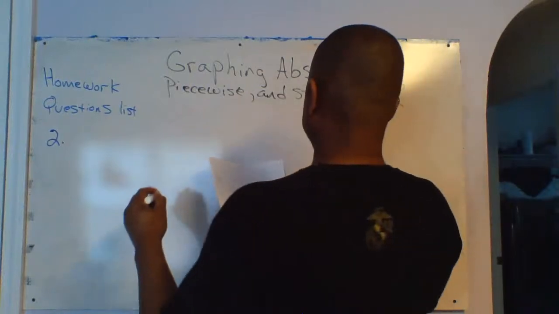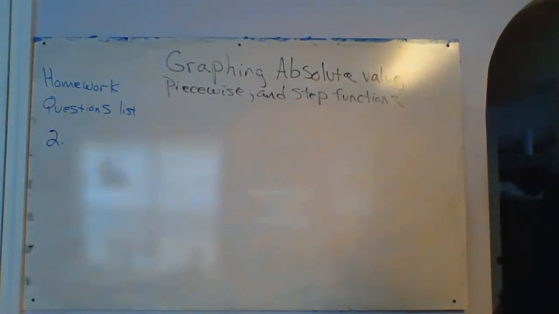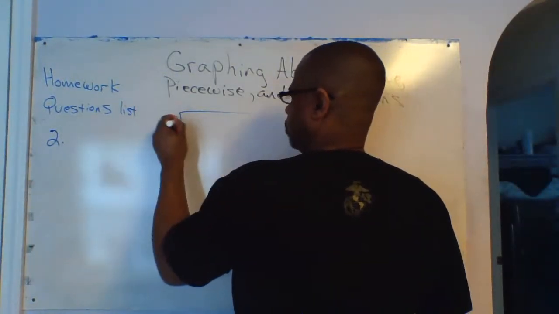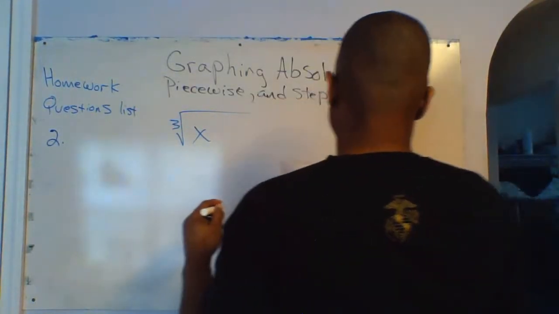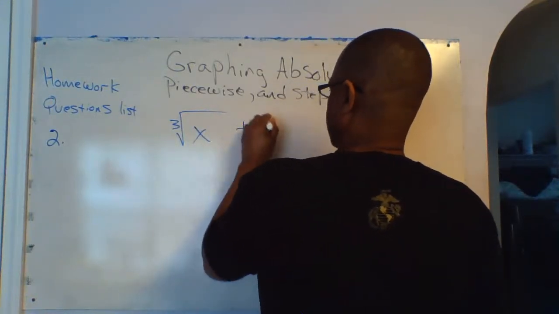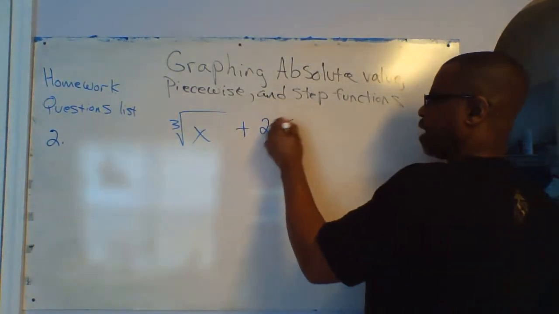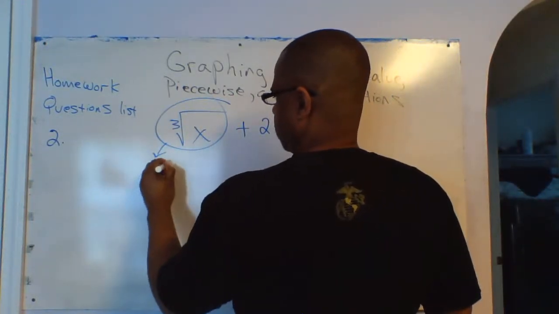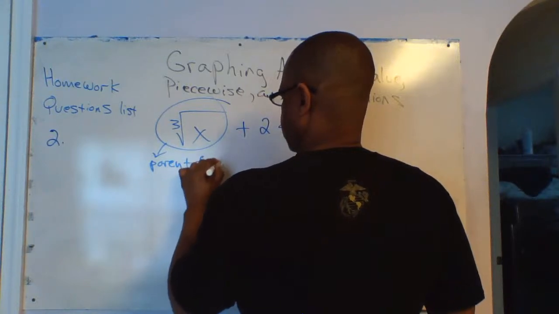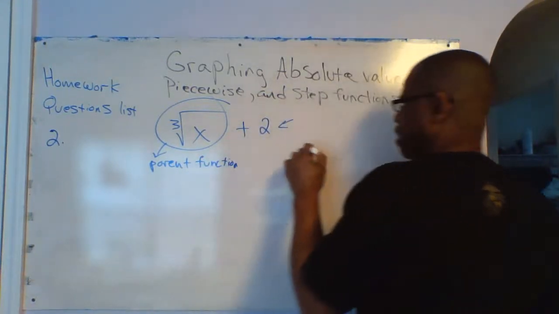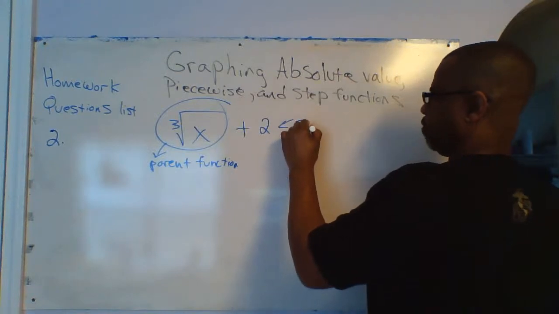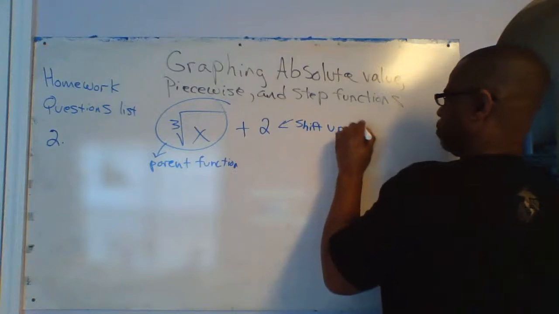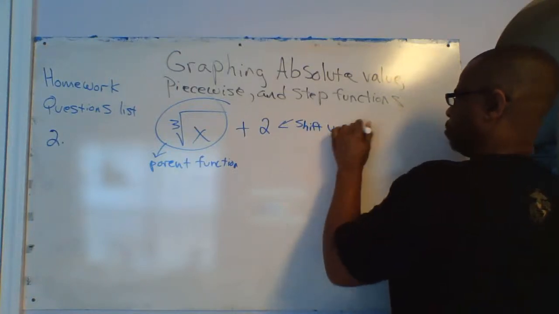All right. So if we do number 2, we're talking about the third root of x plus 2. Since this number is on the outside, this is your parent function right here. This is what you're going to start with. Once you graph the parent function, you're going to shift up 2.